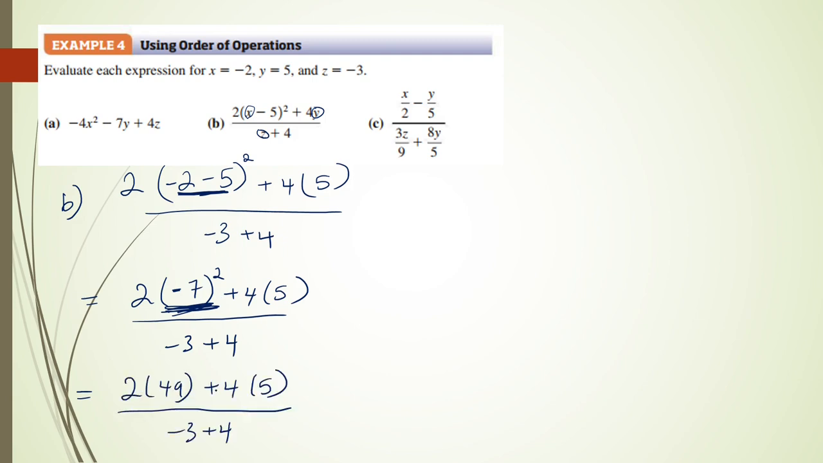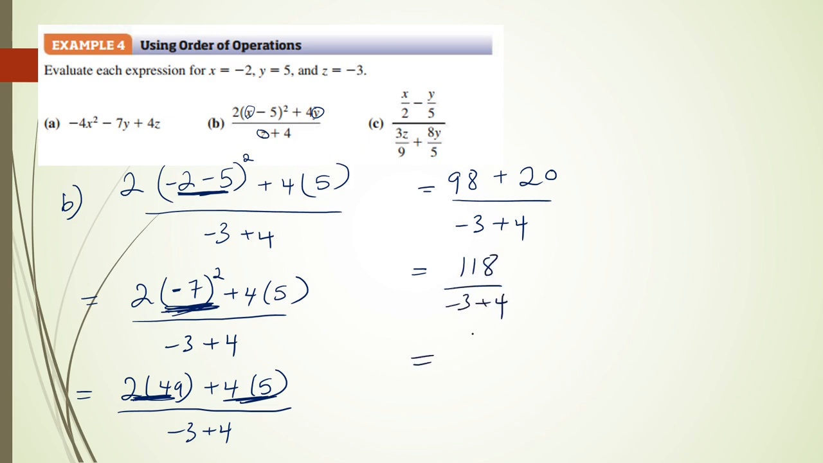I'm going to simplify the top. I have 2 multiplications I should do next. 2 times 49 is 98. And 4 times 5 is 20. Now I can simplify the top. 98 plus 20 is 118 over negative 3 plus 4. And finally I can simplify this, which is equivalent to 118 over 1. And that reduces to 118.